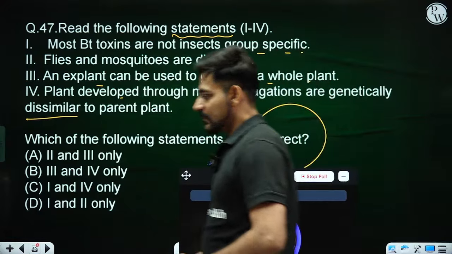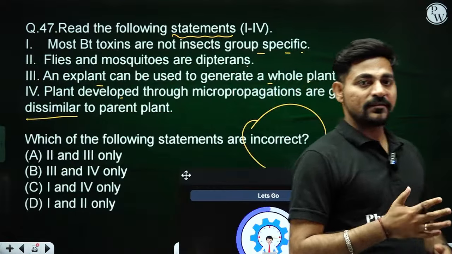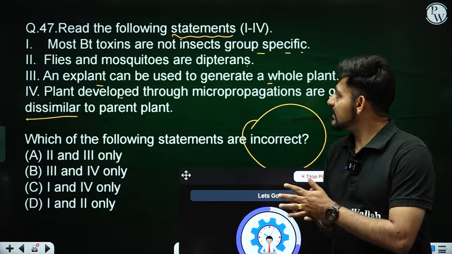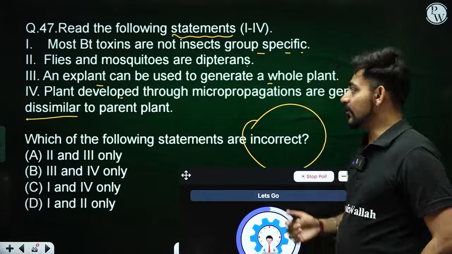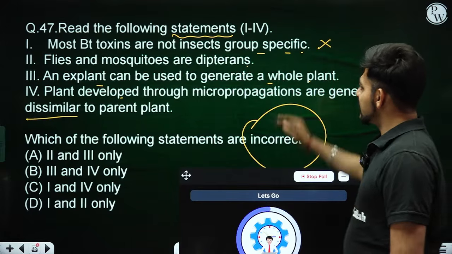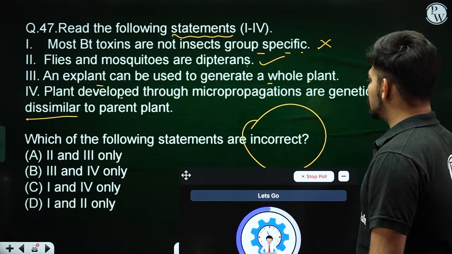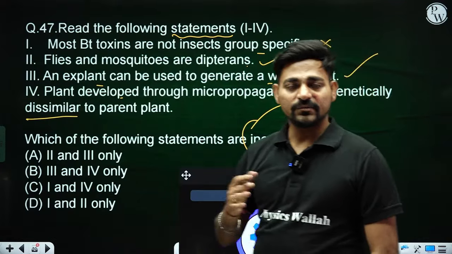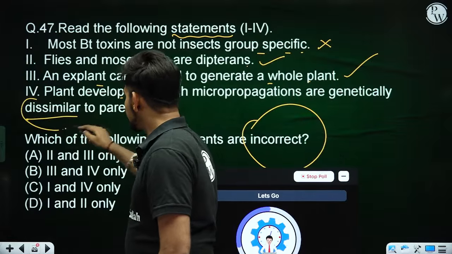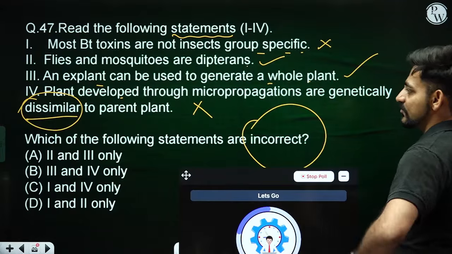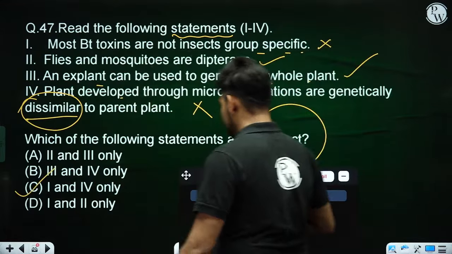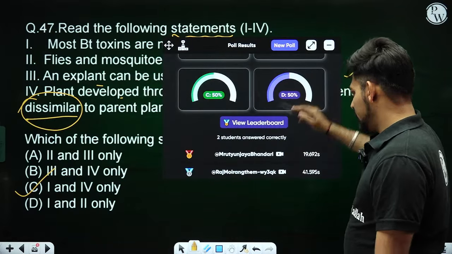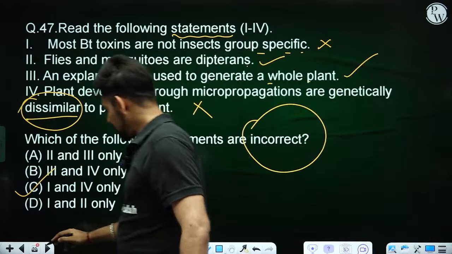Okay, so for the answer to this particular question, please write your comments or answer into the comment section. Most Bt toxins are not insect group specific. Is it true? No, this is false. Incorrect. Flies and mosquitoes are dipterans. Yes. An explant can be used to generate a whole plant, obviously due to its totipotency. Plants developed through micropropagation, one of the methods of asexual reproduction, so they are similar, they are not dissimilar. So that's also incorrect. So options 1 and 4 are the incorrect ones, and we got the right answer, that is option C. And 50%, let me check, Mrityunjaya and Raj have given the answer as right.